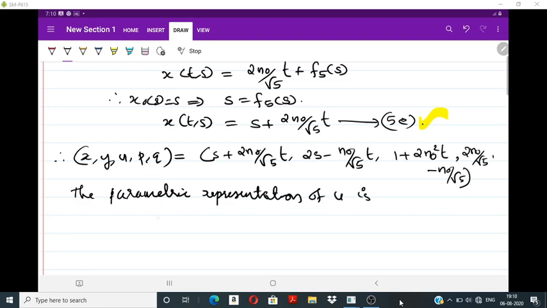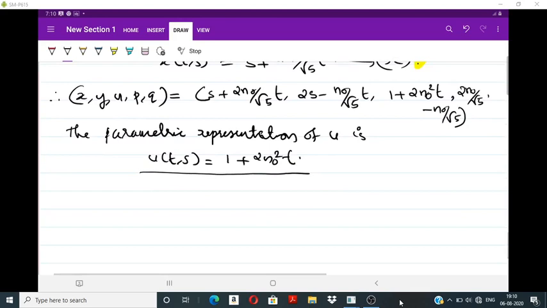U is u of t comma s is equal to 1 plus 2 n square t. Now we have to convert this. That means we obtained a solution in the parameters t comma s. Now we have to invert this into x y, t comma s into x comma y. So we have to rewrite t in terms of x and y.